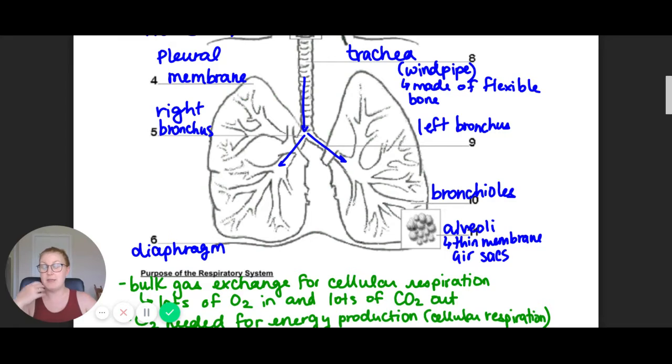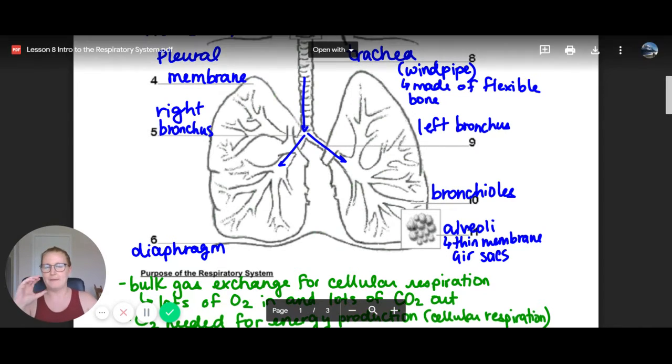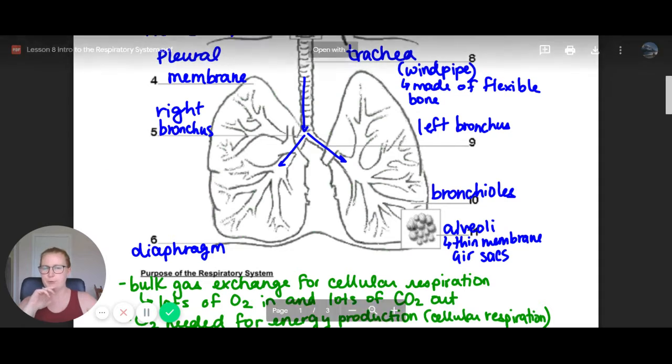Our lungs have millions of these alveoli. They are the location of gas exchange within our lungs. So we will take a really close look at them after. They have extremely, extremely thin membranes, and they are very, very small. So we'll talk more about their structure soon.